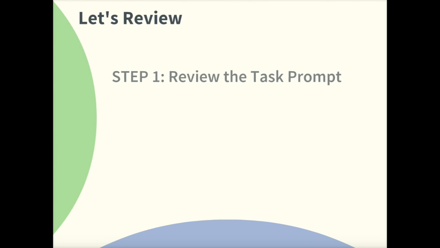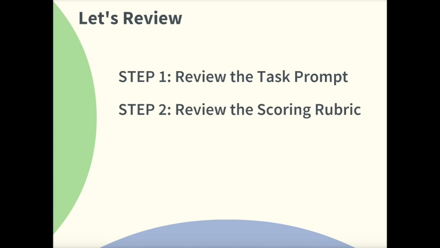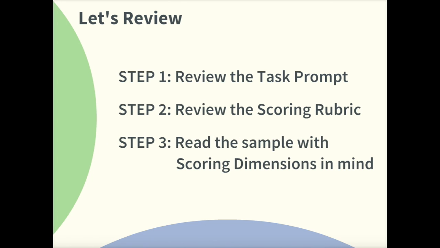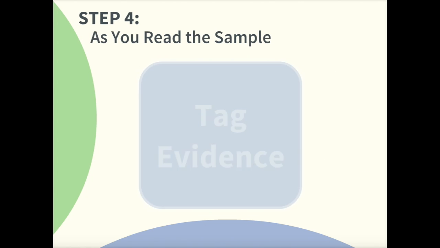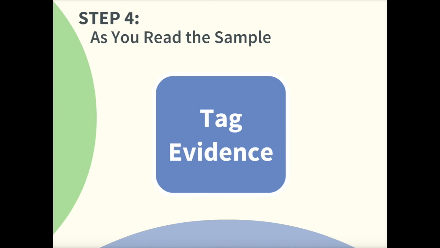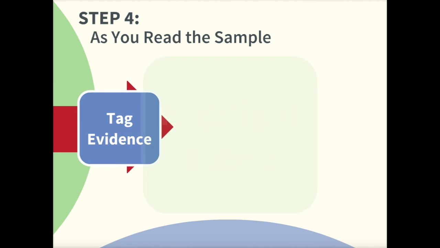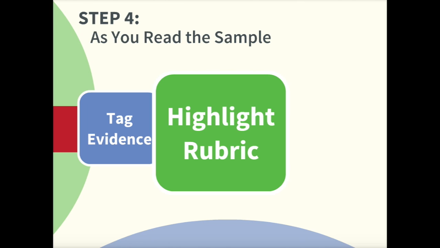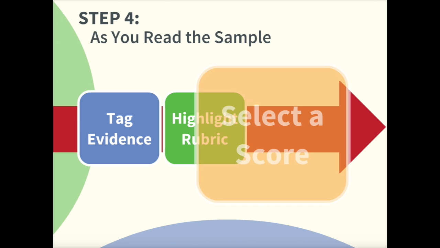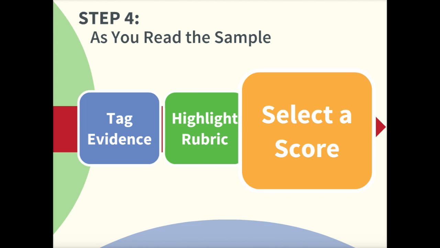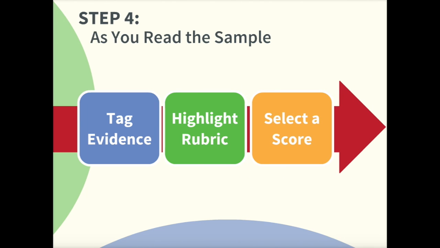Now let's review the steps for reading, collecting evidence, and scoring. We start by reviewing the task prompt, reviewing the scoring rubric, and reading the student sample with the scoring dimensions in mind. The next step is to tag or highlight evidence in the sample that is relevant for scoring particular dimensions of the rubric. Then, you highlight the level indicators in the rubric that match the evidence that you have noted. Finally, you select a score that best represents the preponderance of evidence for the focus of the dimension.